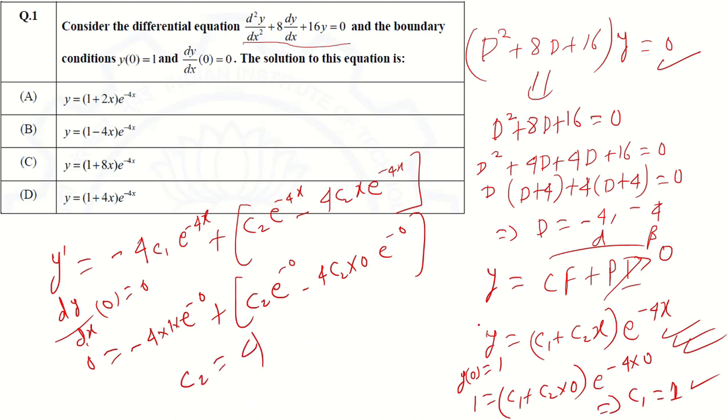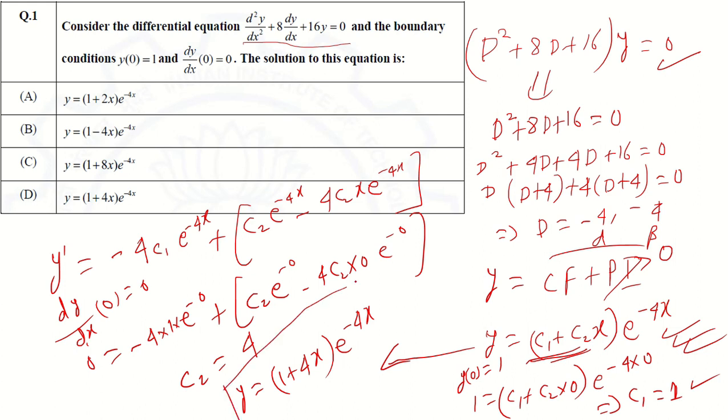Now we have c1 and c2 values, right? So y is equal to c1, which is 1, plus c2, which is 4, x, e to the power minus 4x. So we just give the values of c1 and c2 here. Finally we got y is equal to (1 plus 4x) into e to the power minus 4x. So this is my final answer. According to the options, you will see D is the right option.